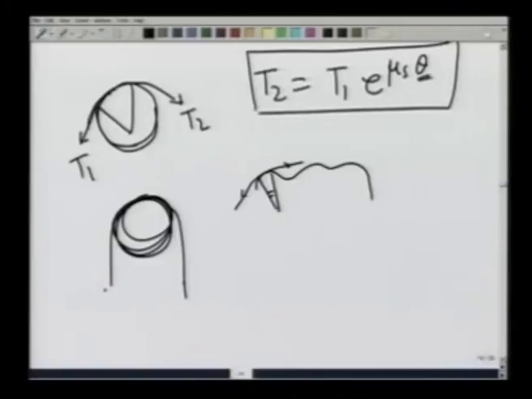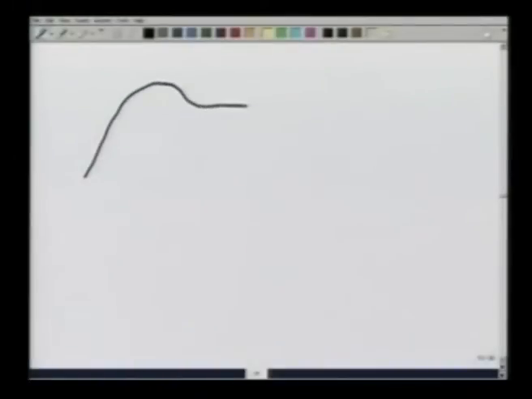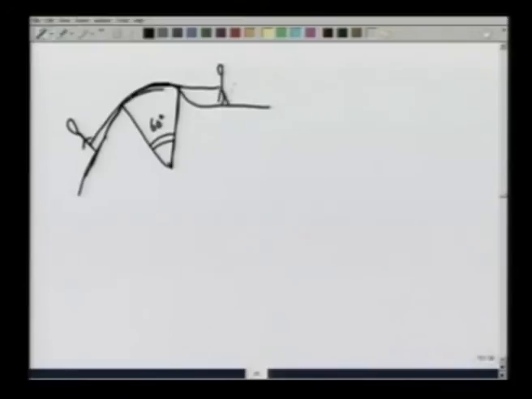Let us now solve one example using this. Let us take a mountaineer who is climbing down a cliff of 60 degrees. His rope, he is holding here, is making a contact angle of 60 degrees with this mountain cliff. Two of his friends are holding the rope on this side, and the mountaineer is slowly going down.